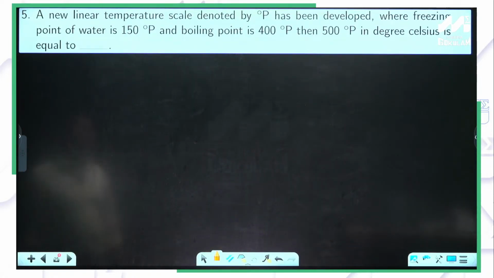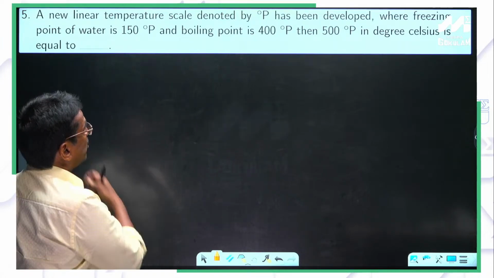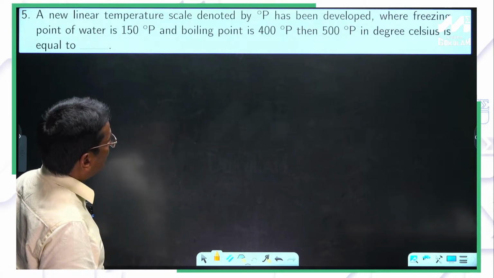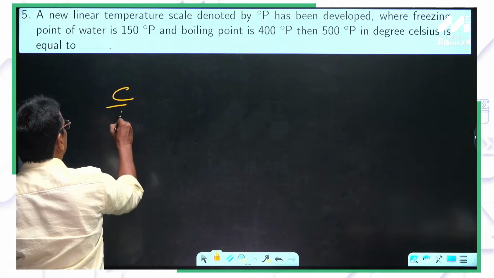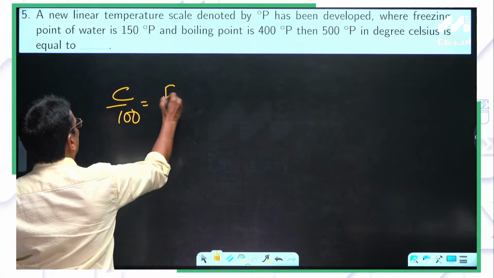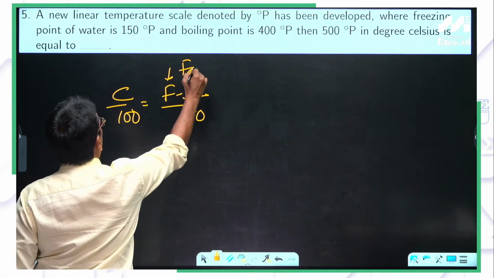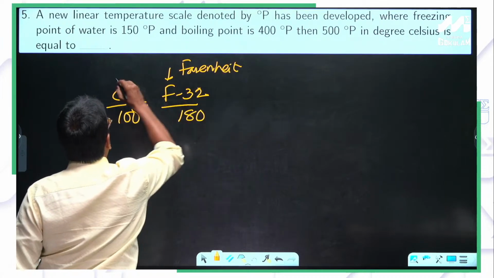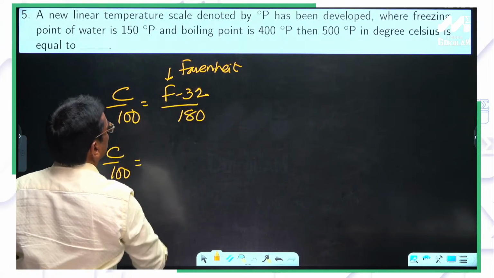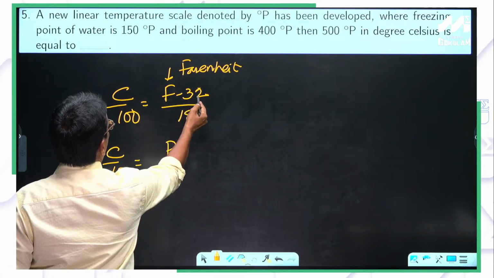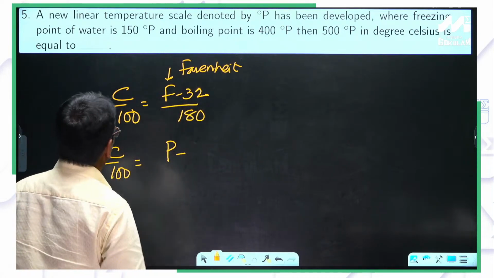A new linear temperature scale denoted by P has been developed, where the freezing point of water is 150 P and the boiling point is 400 P, then 500 P in degrees Celsius will be? We all know that C by 100 is equal to F minus 32 by 180, the conversion, where F is the Fahrenheit. This is Celsius. Similar thing we have to do here. This is the ice point, the freezing point, this is the boiling point, scale difference.